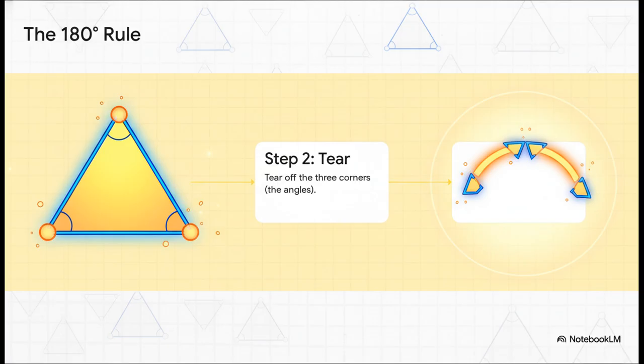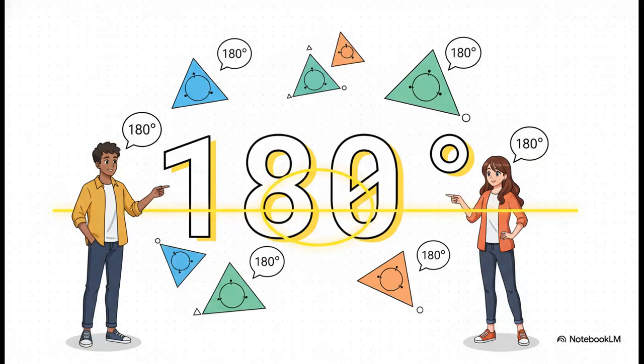Now, what do you think would happen if we line up those three angles, putting their points together? You'd see that they will always, without fail, form a perfect straight line. And of course, we all know the angle of a straight line is exactly 180 degrees. This reveals a fundamental truth of geometry. The sum of the three angles inside any triangle is always 180 degrees.